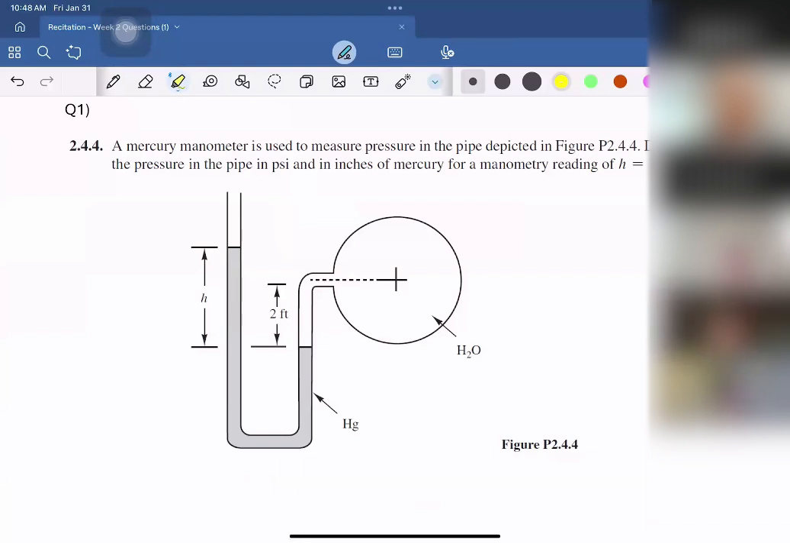Okay. So in this question, we have a mercury manometer, and we need to measure pressure in the pipe, which is here. And we will need to find it in PSI and also in inches. And we have a manometer reading of H of 3 feet, which is here.